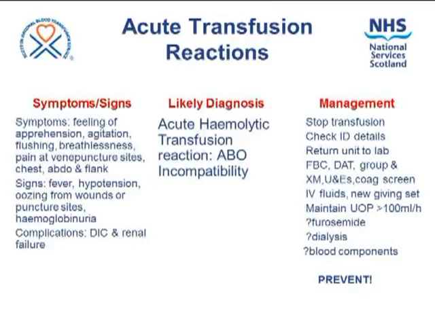Obviously the most important thing is to stop the transfusion, check the ID details, and return the unit to the lab. There are some further blood tests that the lab would prompt you to do. In terms of managing the patient, they should be given intravenous fluids to flush things through their system, aiming to maintain their urine output at more than 100 mL per hour. They may require furosemide to help with this, and in severe cases they may require dialysis.